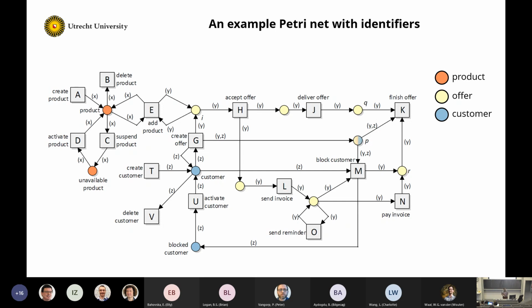And if a customer does not pay, so basically we send an invoice, you send some reminders, and the customer does still not pay, then we can block it. So this transition M says, well, I block a customer, meaning the customer goes from the available customer to the blocked customer.